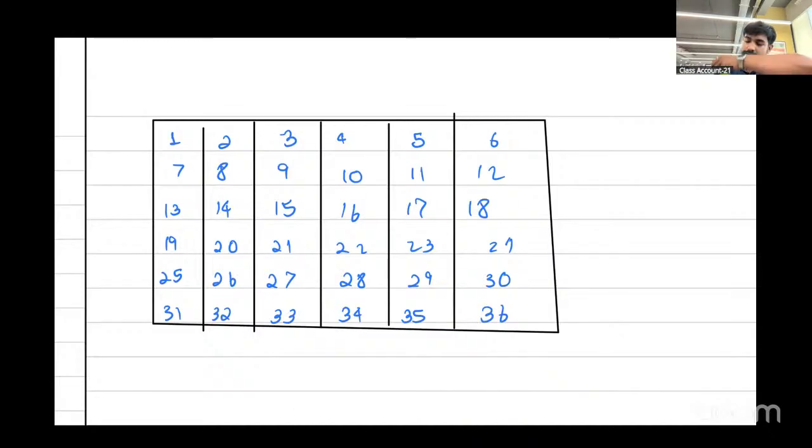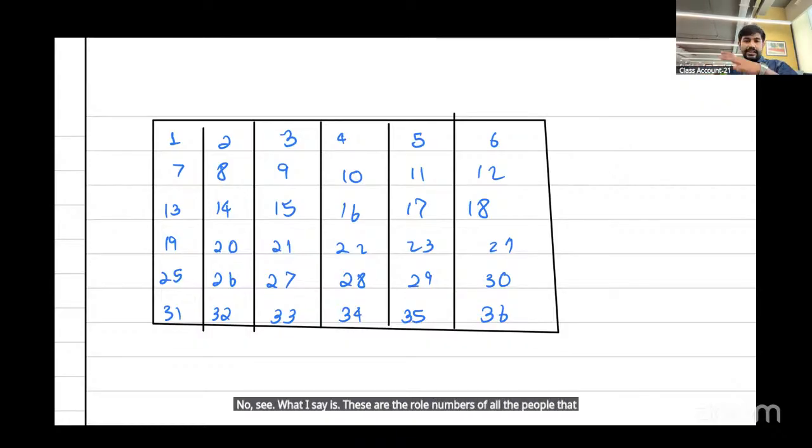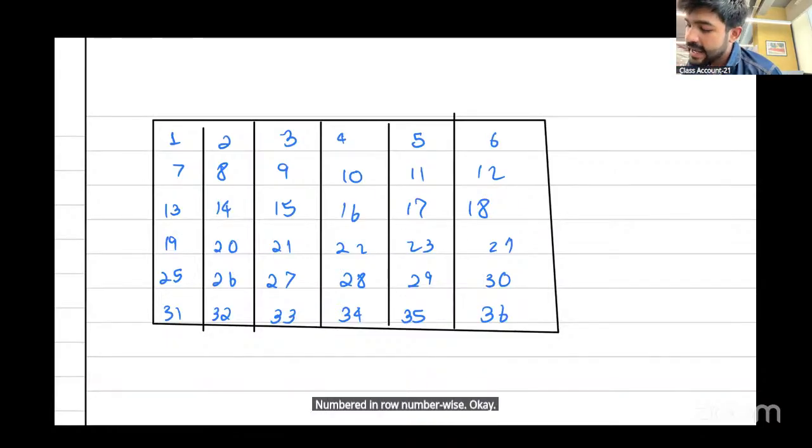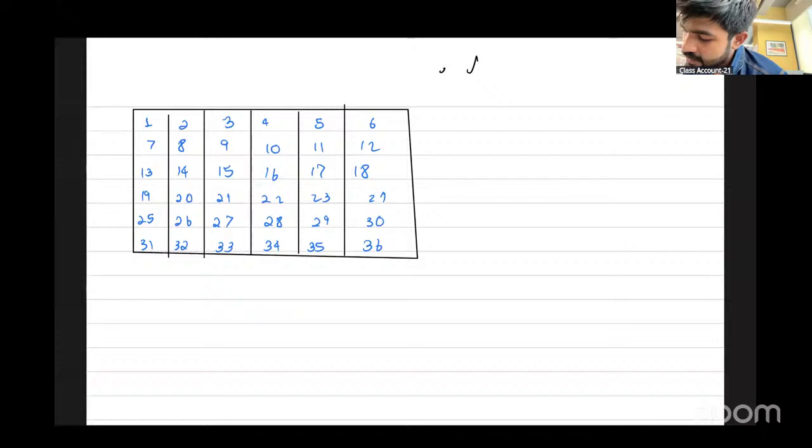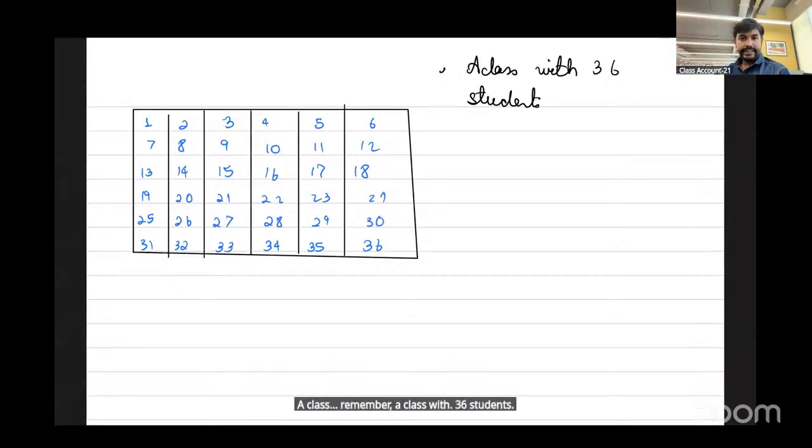Now see, what I say is these are the roll numbers of all the people in my class. I'm the teacher of the class, and there are 36 students numbered roll number wise. Remember, I have a class with 36 students.